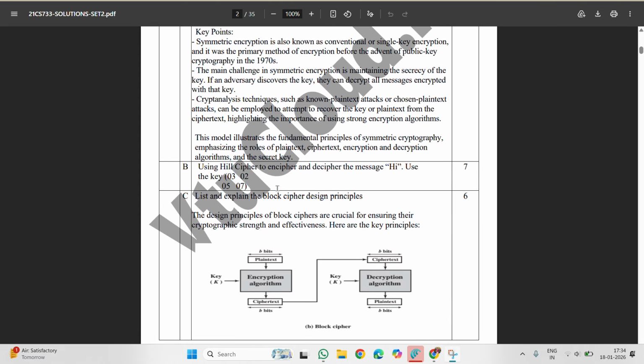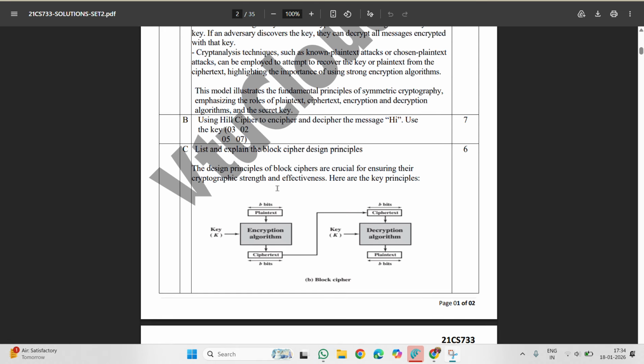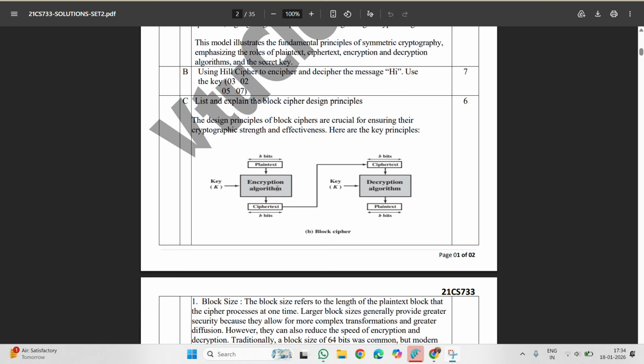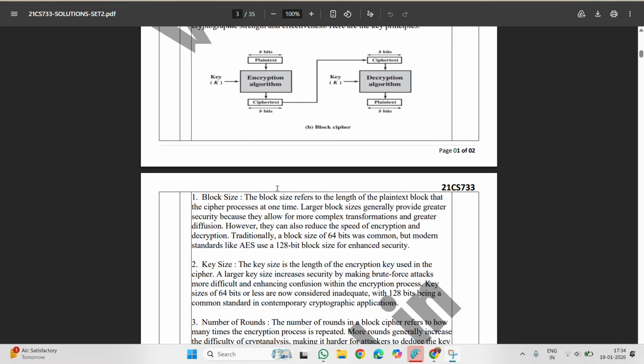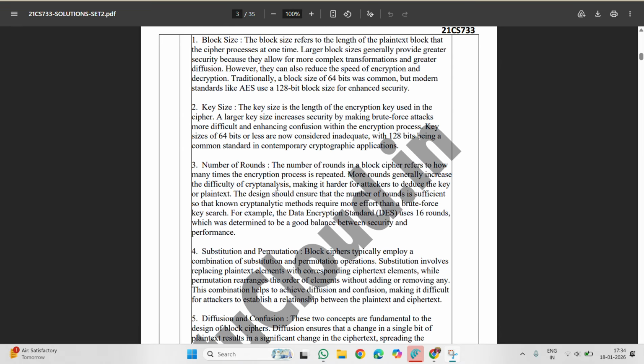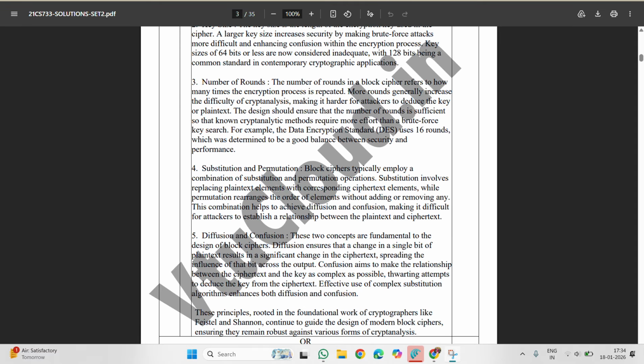And coming to question number 1C, list and explain the block cipher design principles. In this, if you people know the diagram, you can draw it, otherwise leave the diagram. List the principles of the block ciphers like block size, key size, number of rounds, substitution and permutation, diffusion and confusion. These are the 6 design principles of the block cipher. Explain what those are.